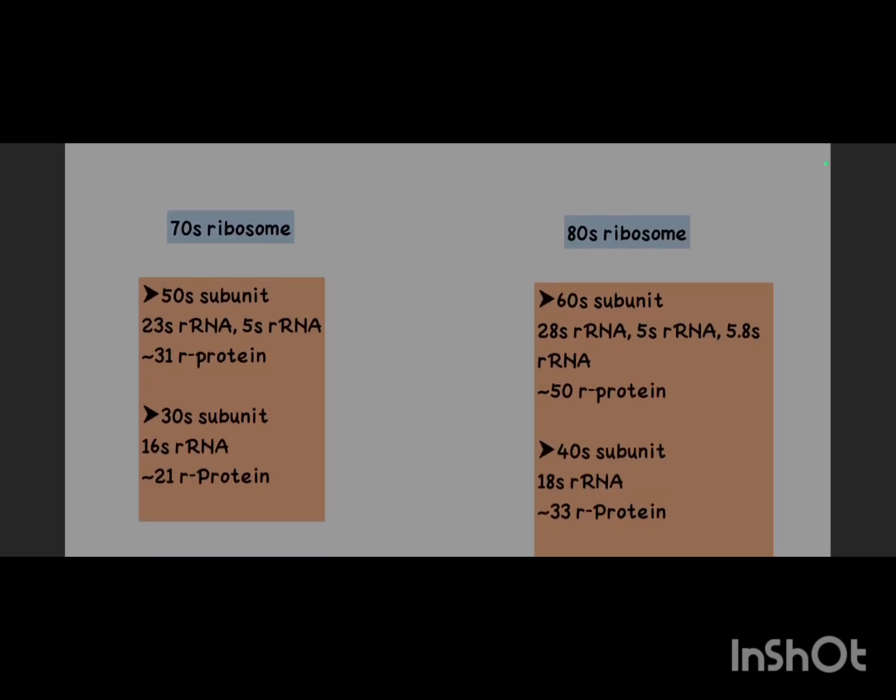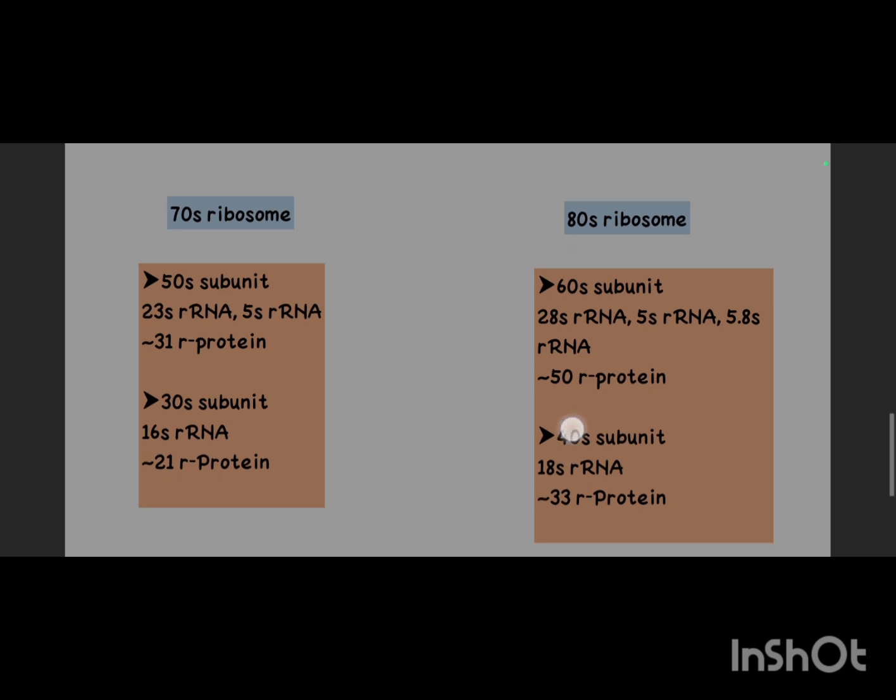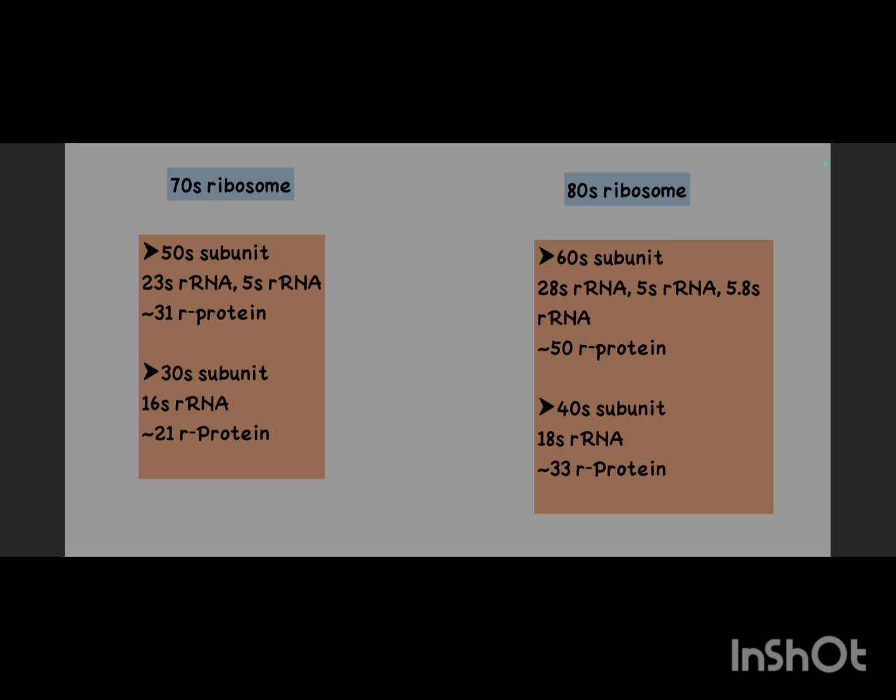Now we will see what the 70S ribosome is made up of, and what the 80S ribosome is made up of. So 70S ribosome is basically composed of two subunits, 50S subunit and 30S subunit. So if you add 50 plus 30, that is not actually 70. Then why do we call it 70? And in case of 80S ribosome also, you can see that 60 plus 40 is not 80. Then why do we call them 70S and 80S?